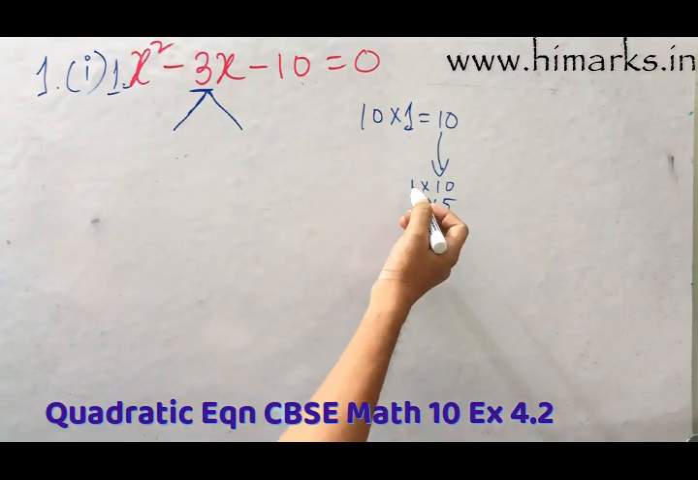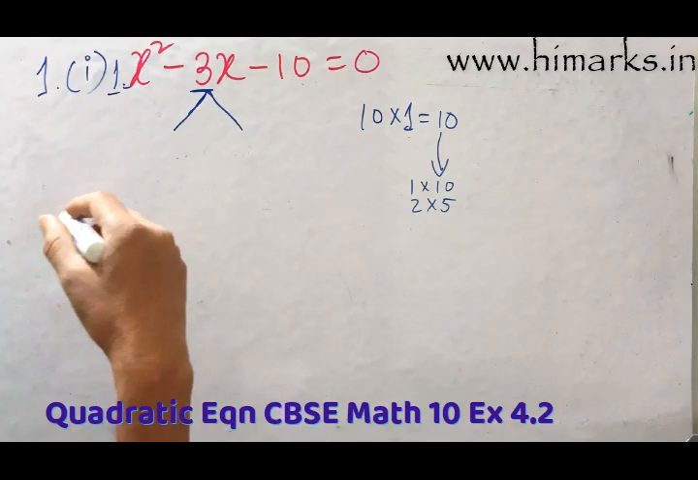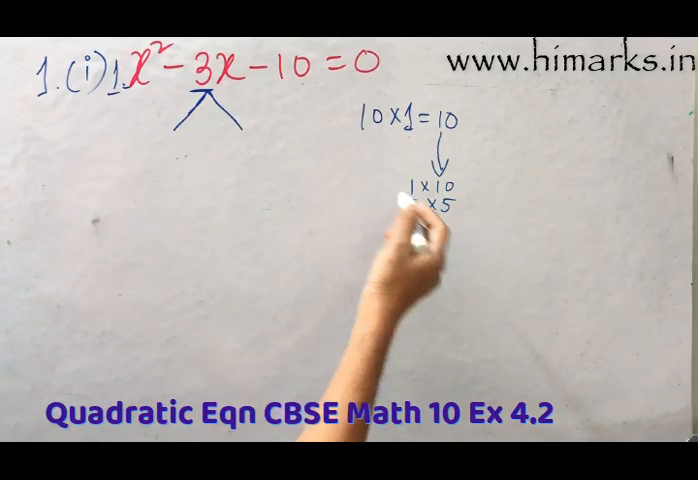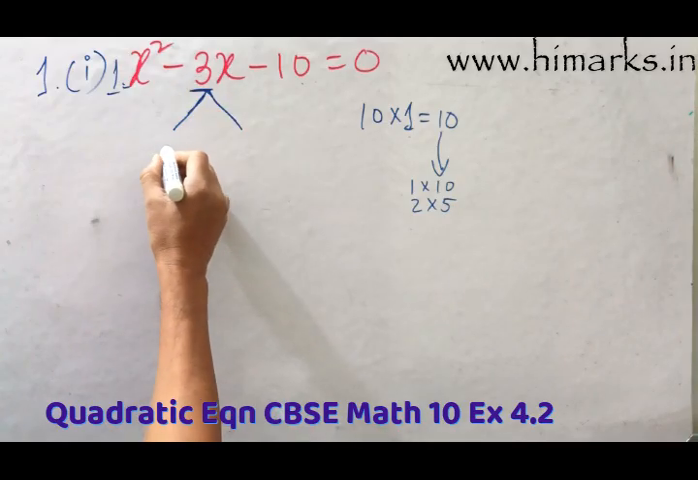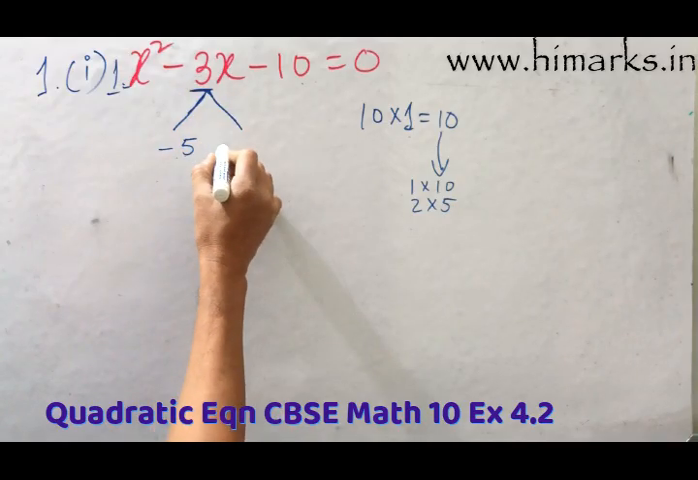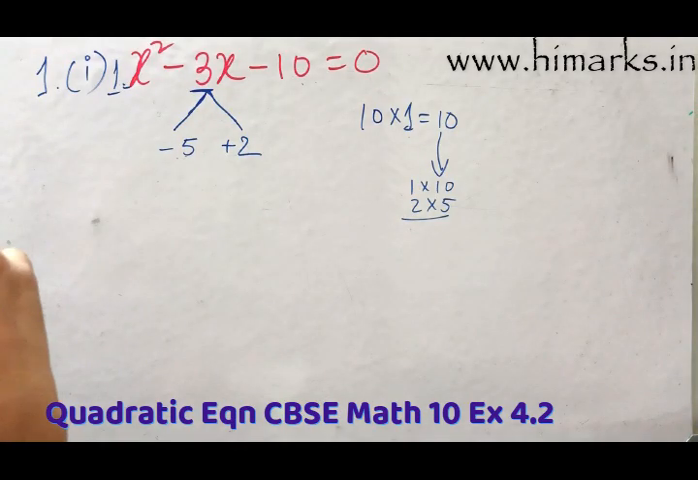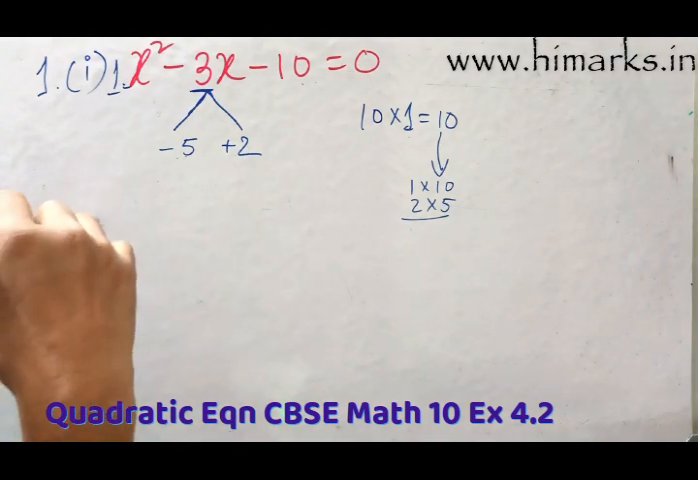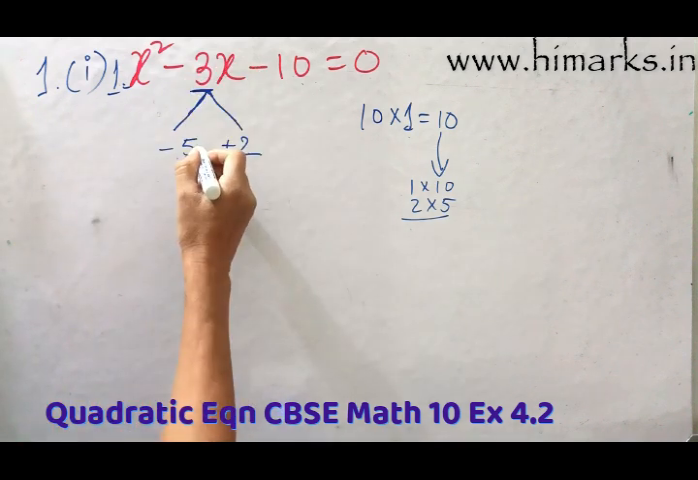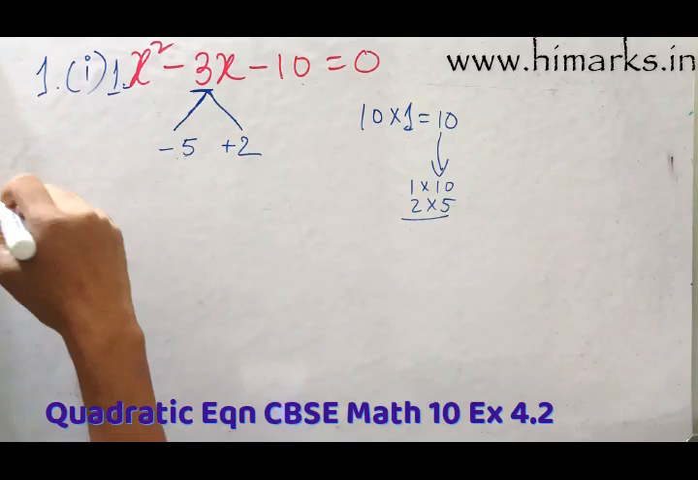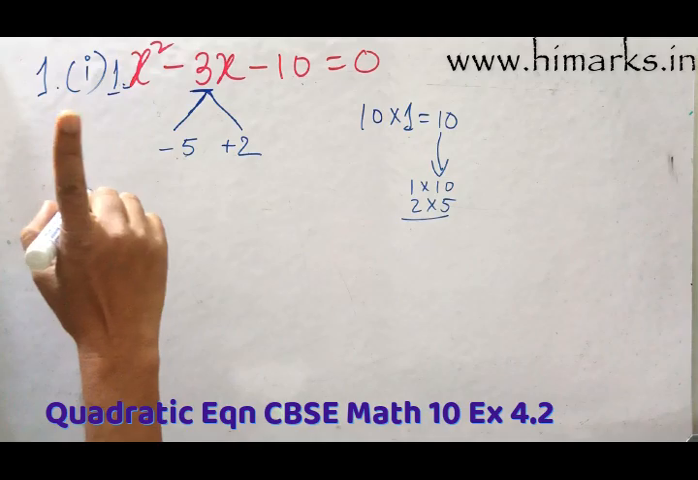Now 1 and 10, in any combination of plus and minus, cannot give minus 3. But 5 and 2 can give minus 3. How? This minus 3 can be written as minus 5 and plus 2. From 2 and 5 you have to utilize and get minus 3. So this minus 3x can be written as minus 5x plus 2x. That's all. This is a very important step of the middle factor.